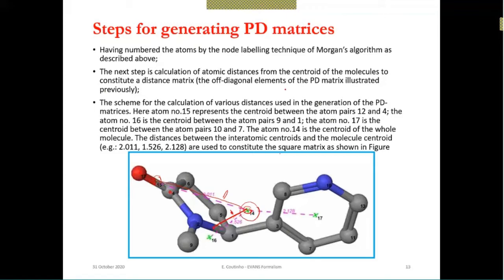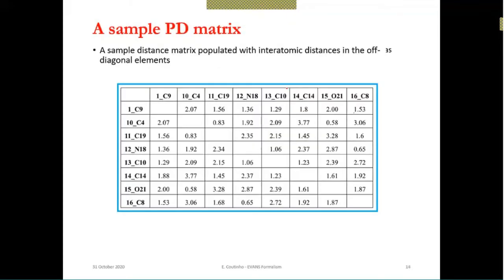So what we do is, as you can see here, here is an example of a PD matrix where all the distances have been computed. This is an achiral molecule, and therefore you can see very similar distances. So the distance between 1 and 10 is 2.07, and likewise the distance here between atoms 1 and 10 is also 2.07, because this is an achiral molecule. You see that the diagonal has been left blank now. I will talk about that a little later on.